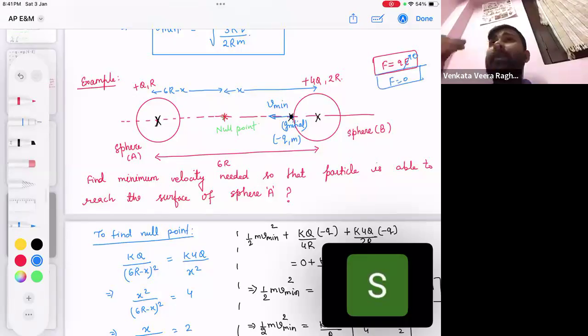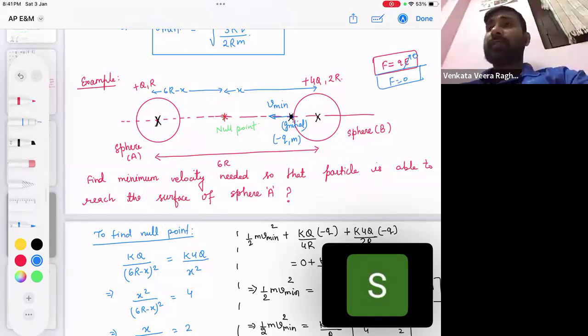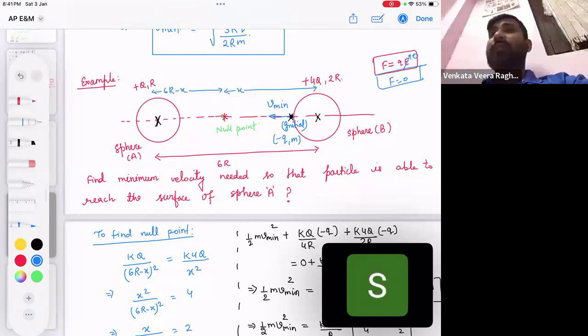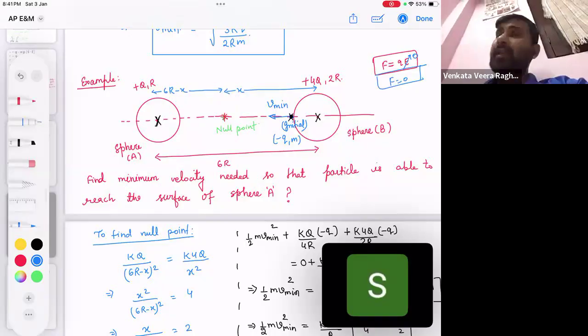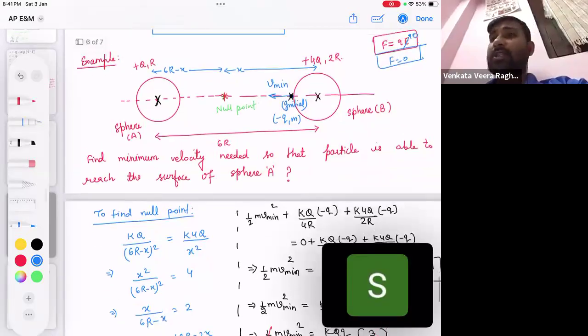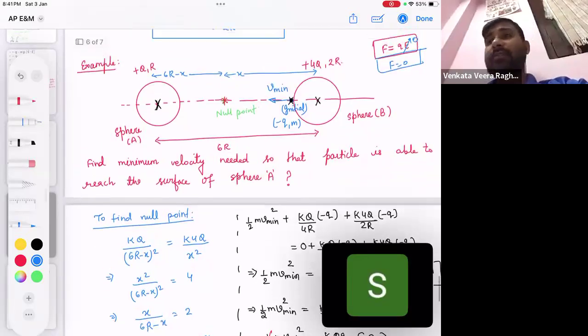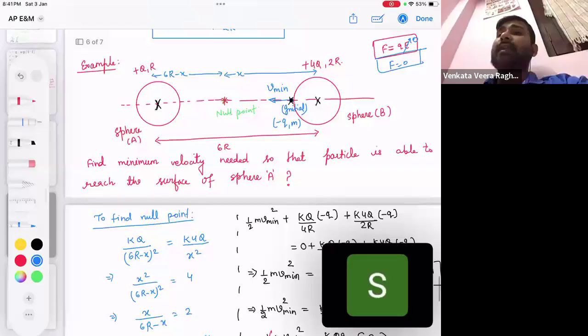Yes. So the null point is the point where whatever charge you keep there, plus q, minus q, 5q, 15q, any charge, is going to experience zero force. Irrespective of the charge's nature and magnitude, it is always going to experience zero force on it. Understood?